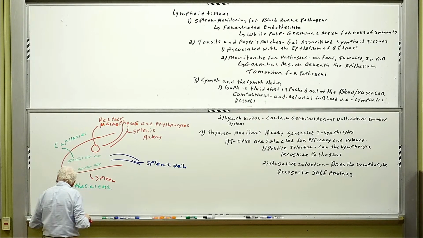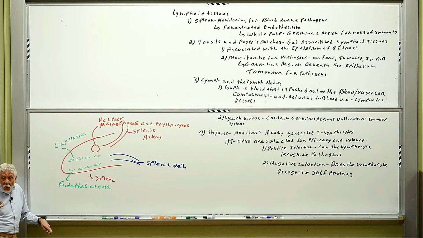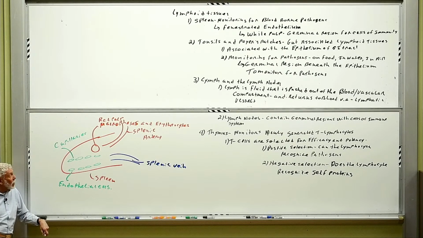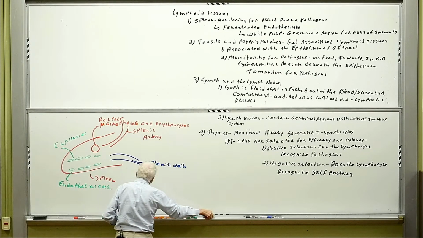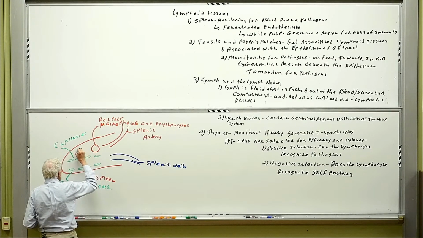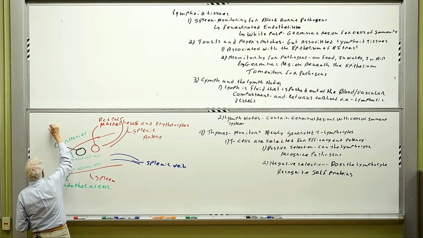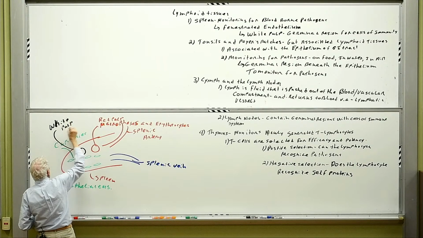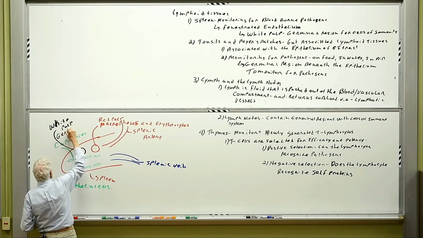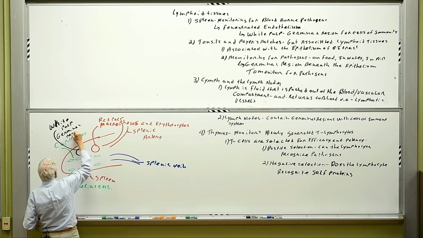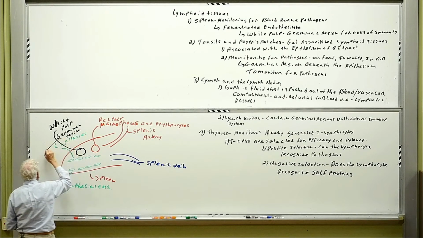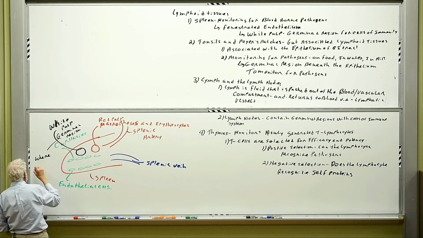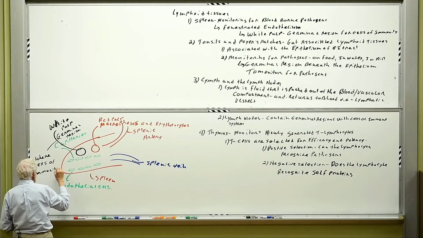And the red pulp is the site of the destruction of worn-out erythrocytes. But in addition to the red pulp, there are going to be regions in here called white pulp. And the white pulp is basically a germinal region. It's a germinal region where cells of the immune system aggregate.